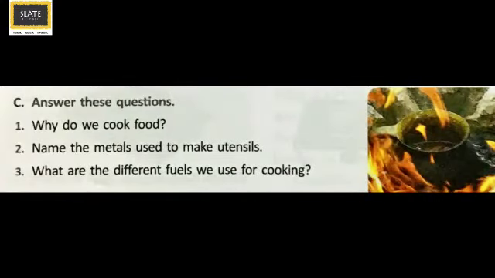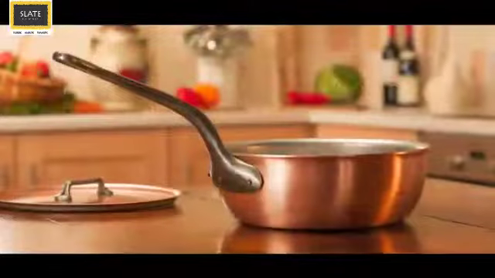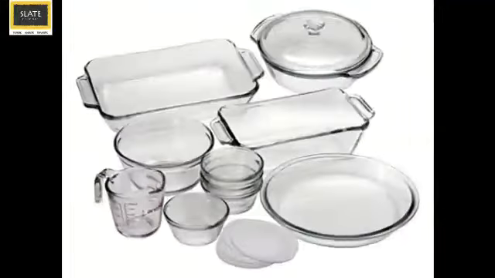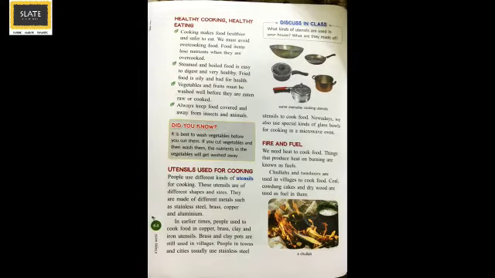The second question is, name the metals used to make utensils. So Slaters, from the lesson we learned that utensils are made of stainless steel, brass, copper, iron, glass and clay. You can refer to page number 235, paragraph under the heading Utensils used for cooking to write this answer.